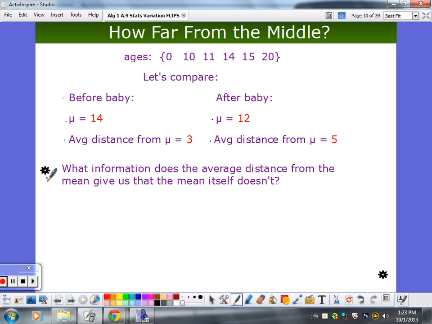So what does this tell us about the data here? And what information does the average distance from the mean give us that the mean itself doesn't? The mean age is 14, mean is 12, so what? But what does this number help us learn about these groups? I think you gave me the answer before. Think about the spread of the ages. If somebody has a 3-year average distance from the mean and somebody has a 5-year average distance from the mean, what does that tell us about the data itself?